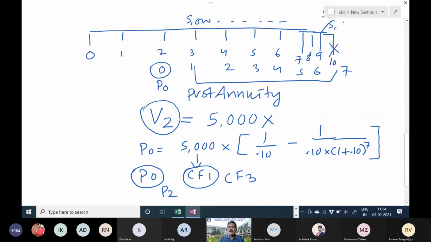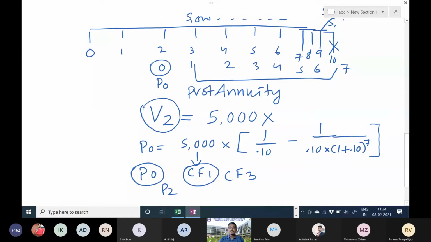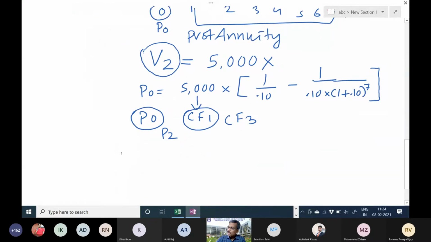Now what is the value today? What is the V0? That is V2 divided by 1.10 to the power 2, because you are 2 years ahead, so bring it to today. Can somebody tell me this value?